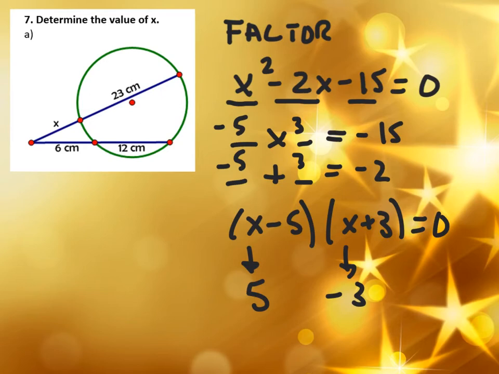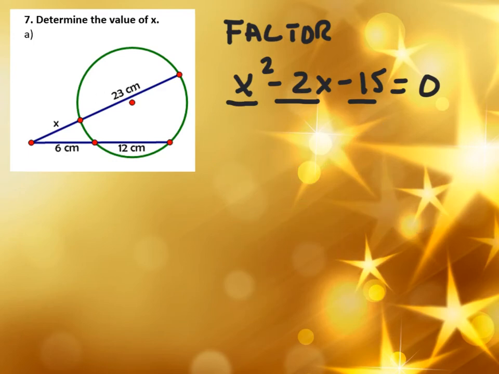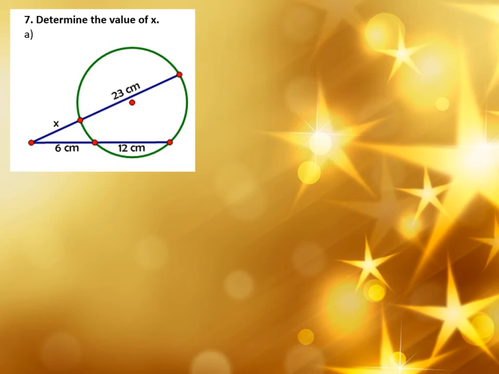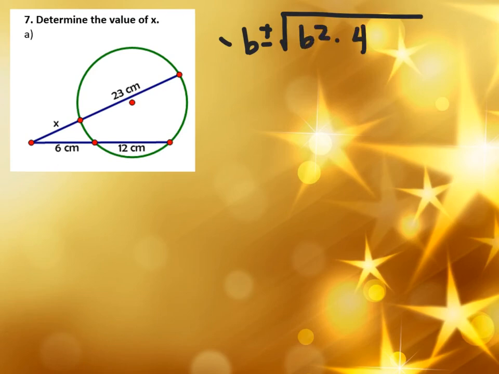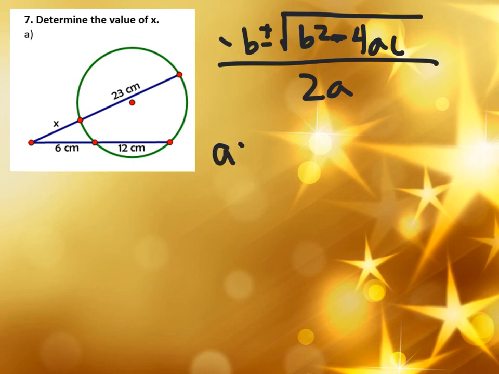Okay, and so the way that you know it's factoring is that you can perform this little relationship and it works out. Now if you're concerned that it's not factoring nicely, you can always go to the quadratic formula: negative b plus or minus the square root of b squared minus 4ac, over 2a. And how do you know what a, b, and c are?